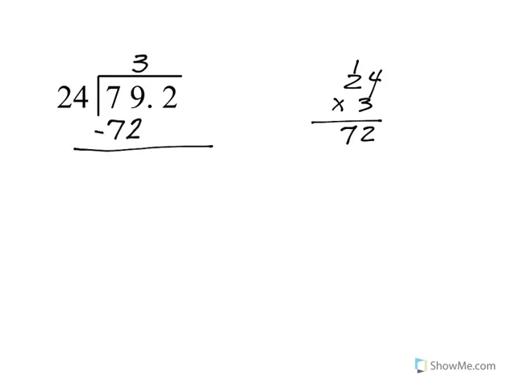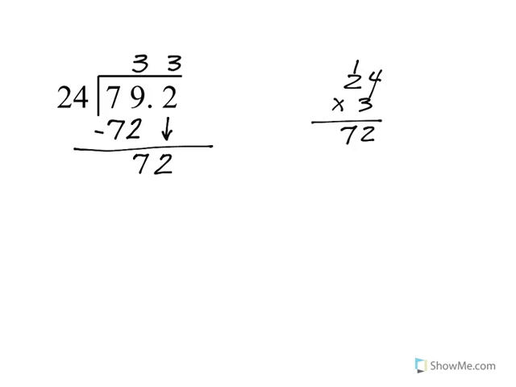Now I can subtract. 9 minus 2 is 7. 7 minus 7, of course, is 0. 7's less than 24, my divisor, so I can bring my 2 down. Oh, that's nice. So I know that I can get 3 groups of 24 out of 72 because I just did the problem before. So I'm going to put another 3 up here.